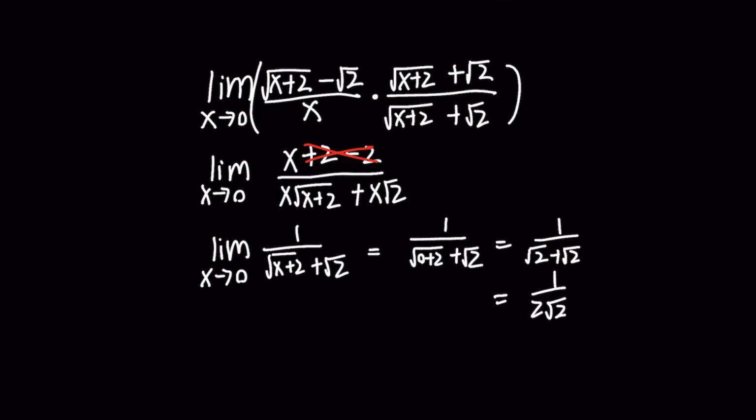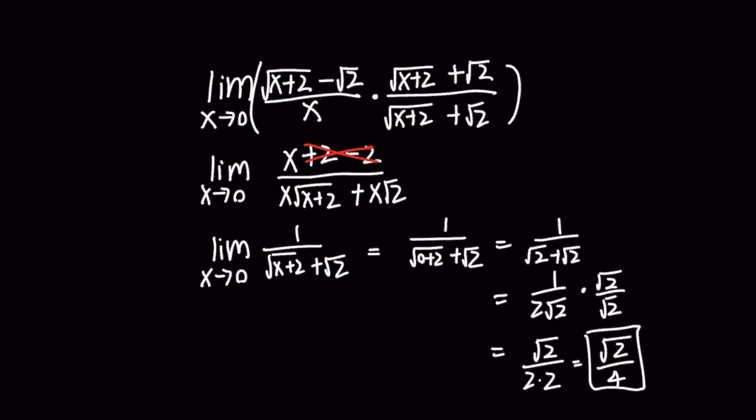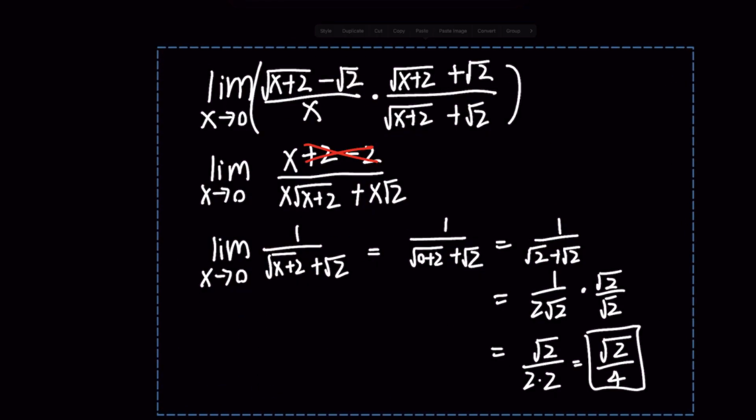And obviously we can't leave a root in the denominator, so we're going to multiply it by root 2 over 2. Root 2 over root 2. And we're going to get root 2 over 2 times 2, which equals root 2 over 4. So that's the final answer. Okay, moving on to limits at infinity.